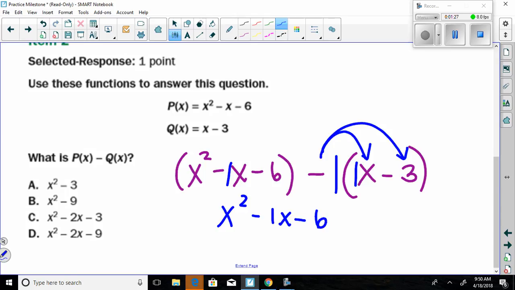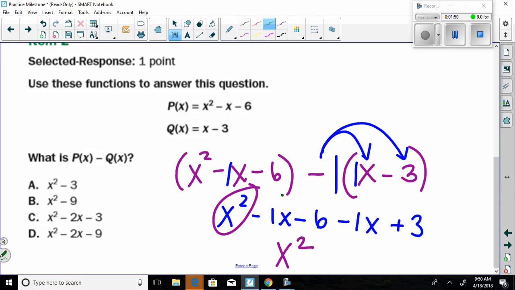So what's -1 times 1x? Cool. And -1 times -3? 3. +3. And if you said -3 by accident, that answer is right there for you. So they're very strategic with how they pick their answers. So is there any other x squares here? Nope, so I can bring that down.